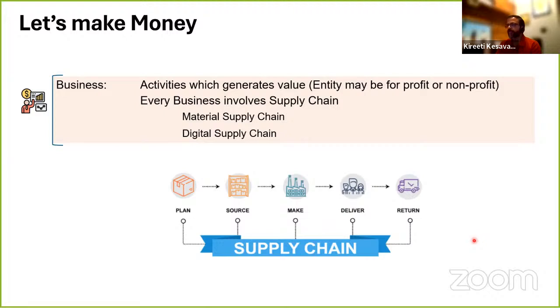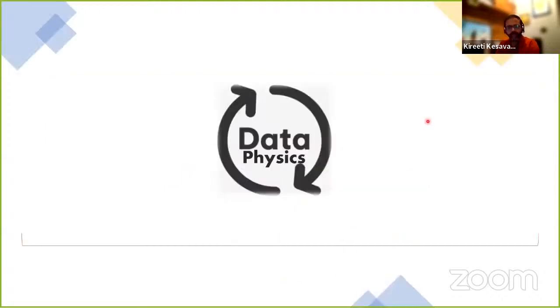Let me move on further, right? So the underlying thing from the point of view of all these business entities is the data. Now let us deep dive into data, right? What I normally call data physics, right? It consists of multiple dimensions. This is the true thing about the data: information, knowledge, extraction, data pipeline.